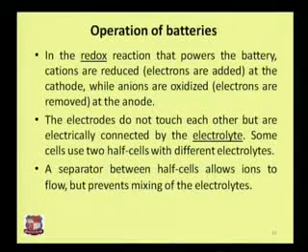Okay, so when everything is connected in the redox reaction that powers the battery, cations are reduced, that is, electrons are added at the cathode, while anions are oxidized, that is, electrons are removed at the anode, because they attract each other, right? The electrodes do not touch each other but are electrically connected by the electrolyte.